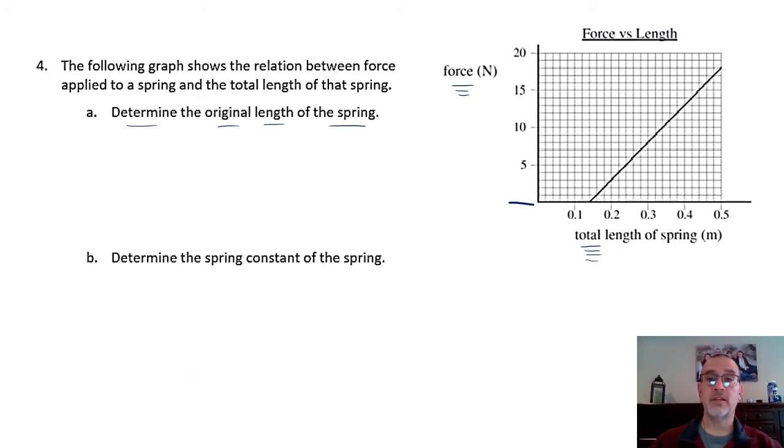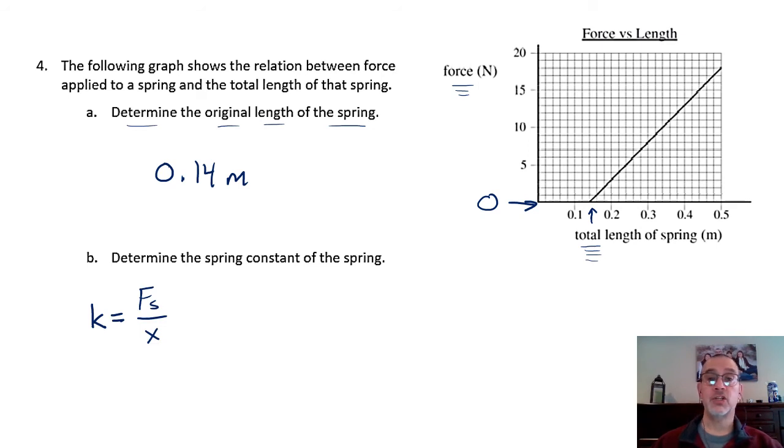So what we have to do is look here where the force is 0 and look on the graph to where it intercepts, because that is going to be the length of the spring when 0 newtons of force is on it. And so that's 0.1, that's 0.2, so that's going to be 0.14. So that's going to be 0.14, and the units are meters. So 0.14 meters would be the original length of the spring.